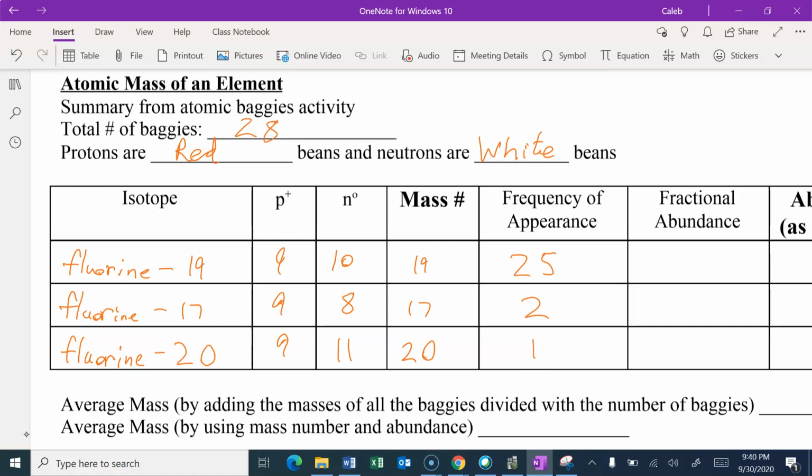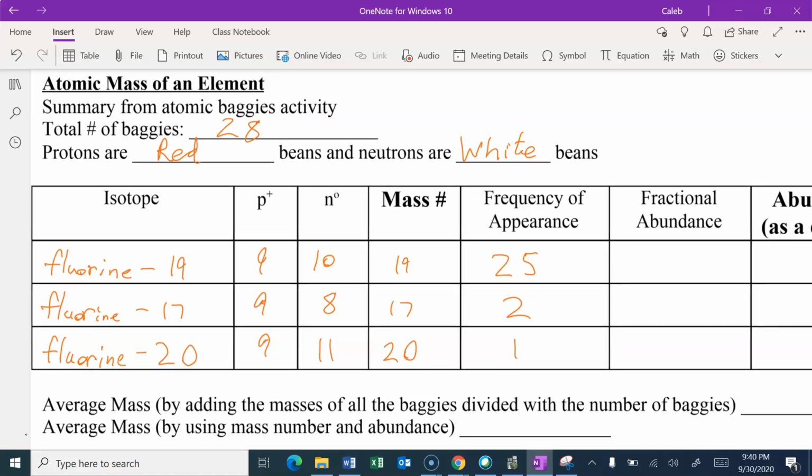And then I could find the fractional abundance. That means I'm just going to make a fraction of the number of bags of each type divided by the total number of bags. So 25 out of 28 of the bags were fluorine-19. 2 of the 28 were fluorine-17. We could simplify that if we wanted to, but I don't really care to right now. So I know it was 1 over 14, but all right, 1 over 28, 1 out of 28 was fluorine-20.